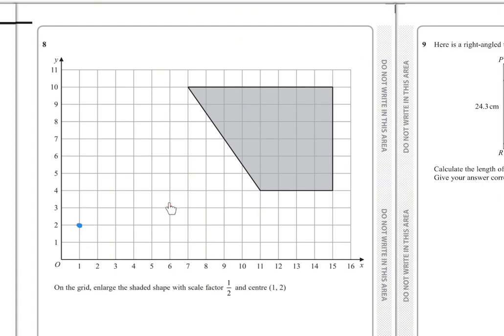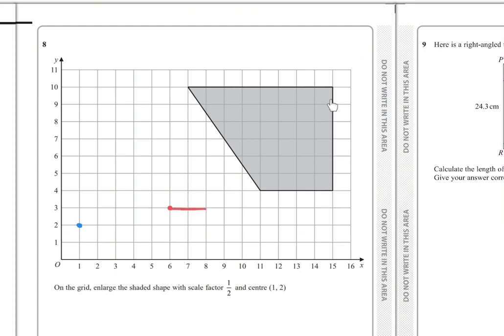Now, after you find the image for the first point, you don't need to repeat. Just divide each side by 2 because the scale factor is 1 over 2. So this side 4 will be 2. So 2 to the right.